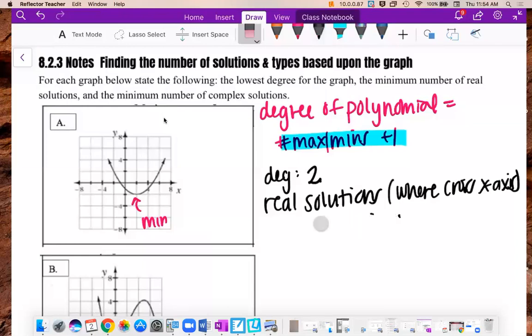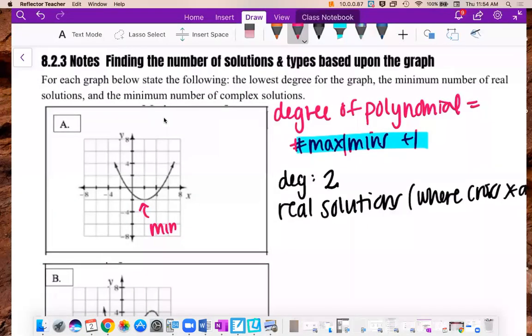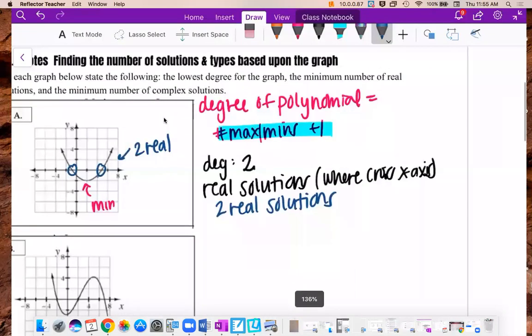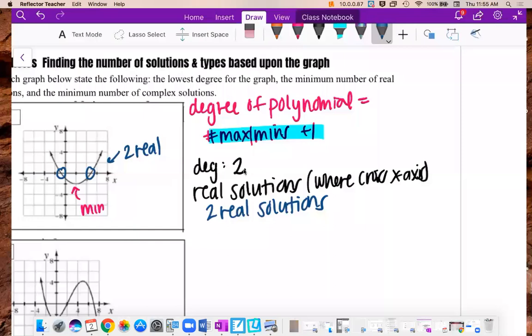Let's do real first. So if we go back to this graph, we can see that this crosses the x-axis at that point and at that point. So that means that I have 2 real solutions to this polynomial. Now, the only thing that you also need to know is that your degree gives you the total number of solutions that you should have. So since this is a degree 2, we should have 2 solutions. So at this point, we know that we are done and that we have 0 complex solutions.